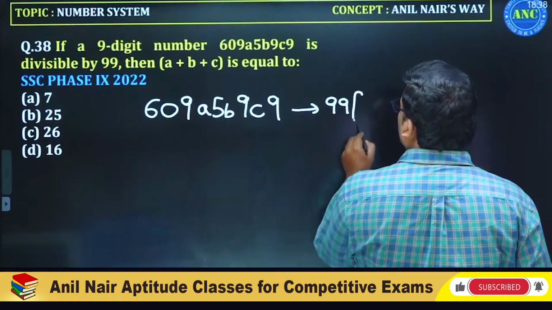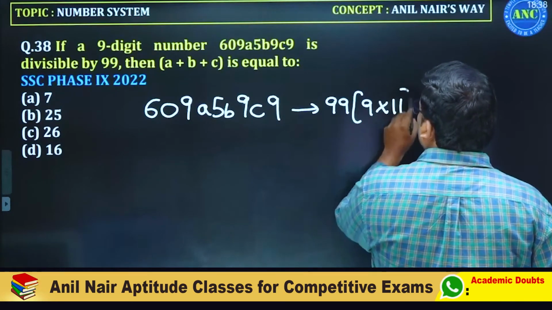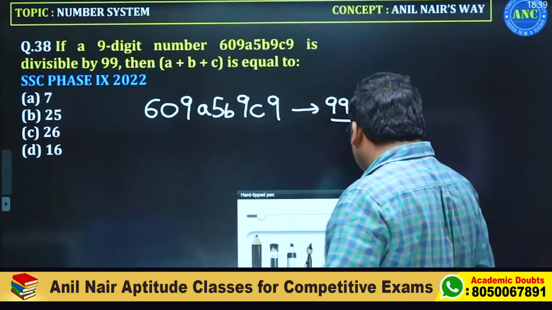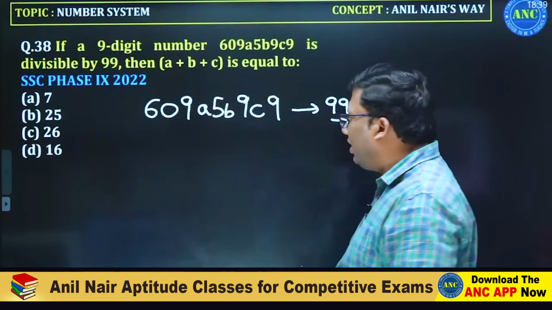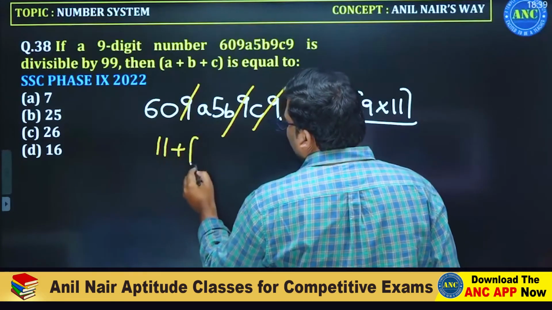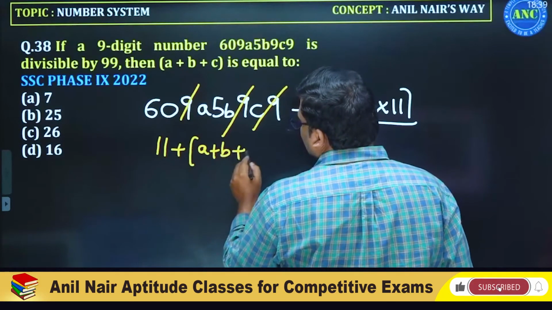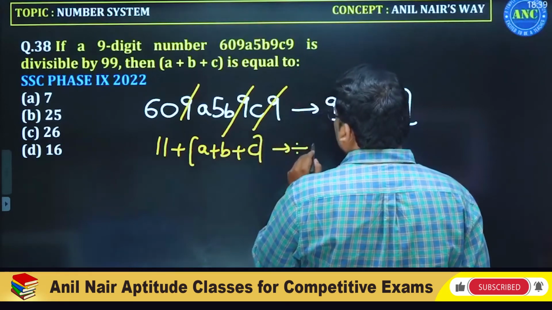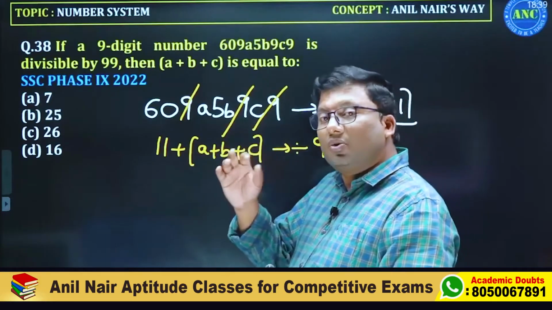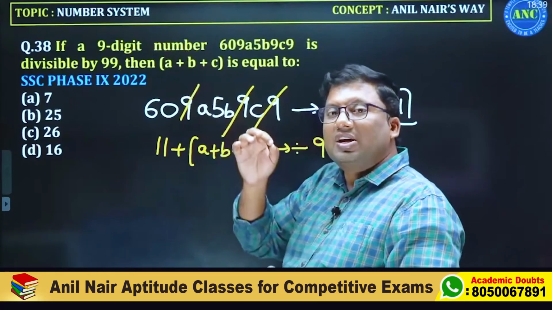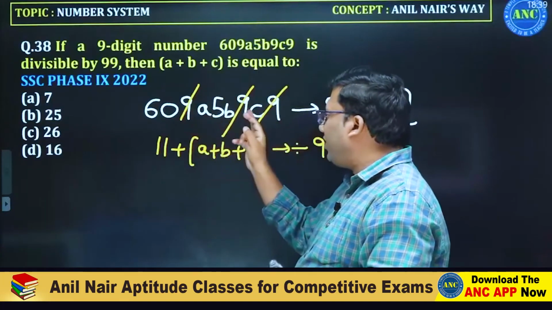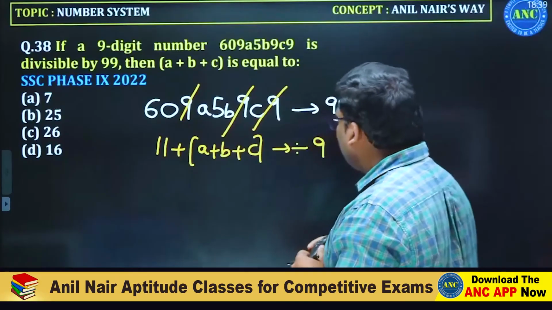99 is a composite number, so it can be written as a product of two coprimes: 99 is 9 into 11. Using the divisibility rule of 9, the sum of the digits should be divisible by 9. 6 plus 5 is 11, so 11 plus A plus B plus C should be divisible by 9.